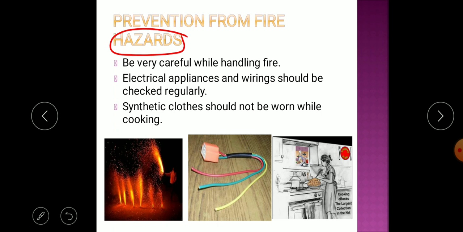Thirdly, when you're working in the kitchen, synthetic clothes should not be worn. What do you mean by synthetic clothes? The clothes which are very smooth, like nylon. They catch fire very easily. So avoid wearing synthetic clothes while working in the kitchen. You can wear cotton clothes. So these are some of the ways by which you can prevent yourself from fire hazards.